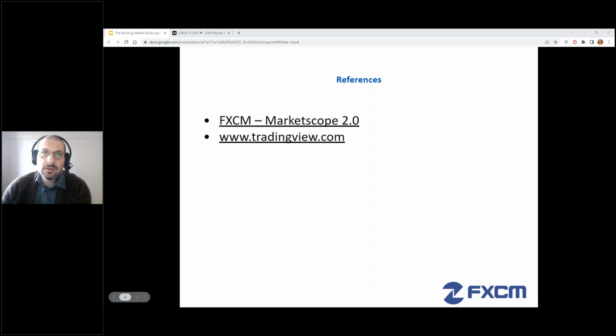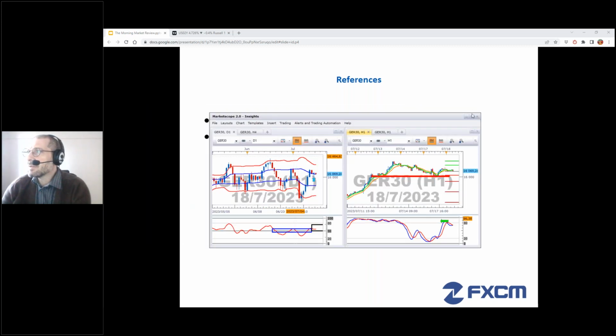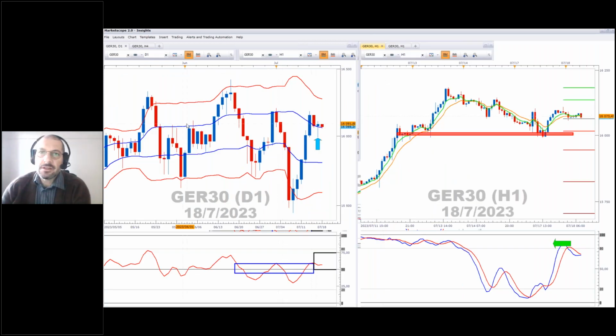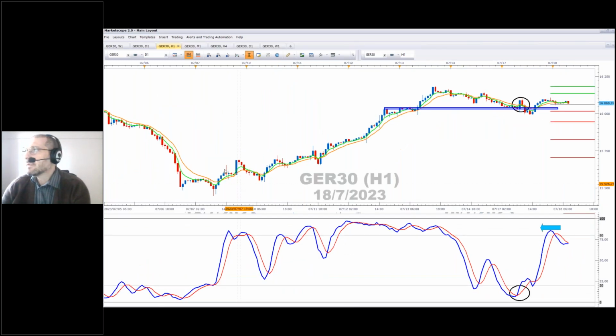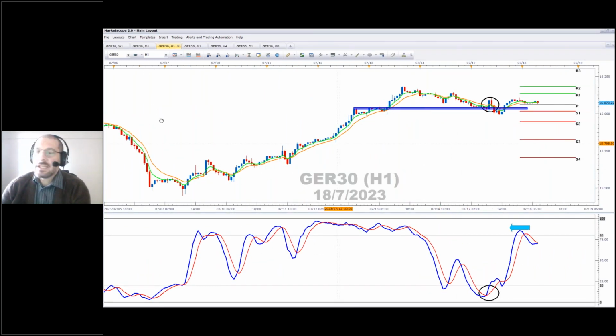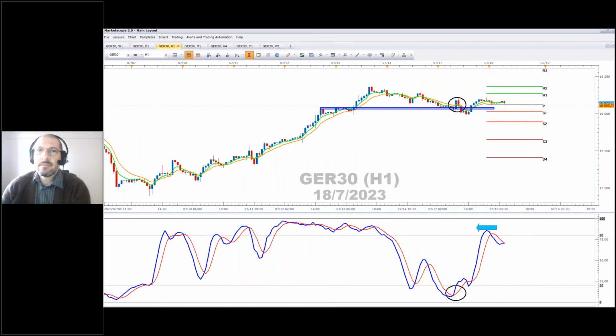I think what we will do is we'll bring MarketScope across, and we'll start doing some work on MarketScope. I want to change this layout to what I call the main layout, and that's where we generally do most of our work. So let's just go to main layout here. All right, and let's take a look at the DAX.